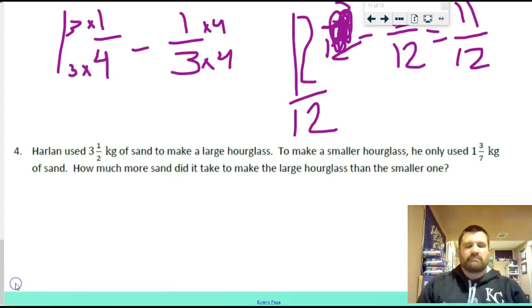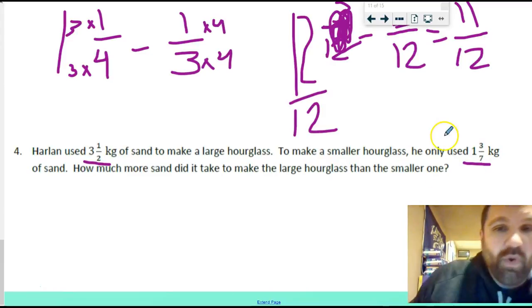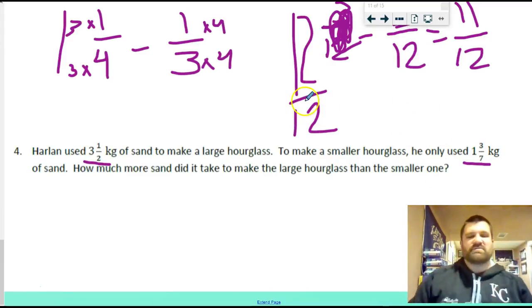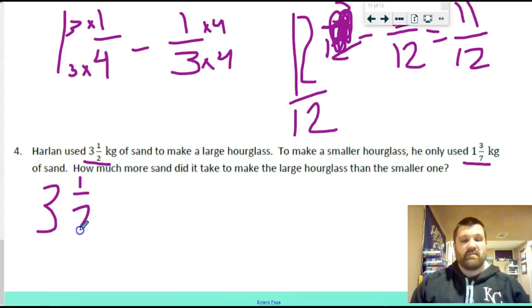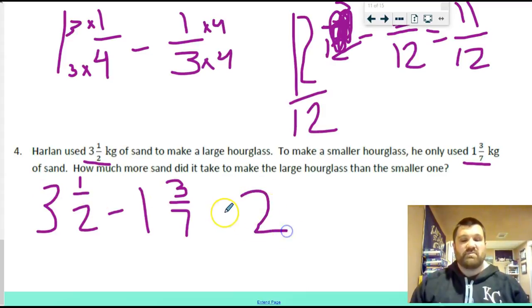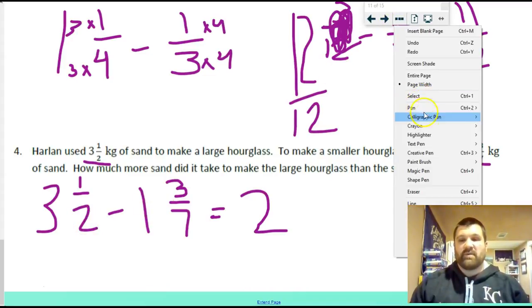Good job. Okay, so it says that for the large one he used 3.5, and for a small one he used 1 3/7. Well, how much more did he use to make the large hourglass? So we're going to subtract 3.5, and we're going to take away 1 3/7. Okay, so again, there's a few ways you could do this. We can do our wholes, or maybe we'll just take them out. So 3 minus 1 is 2, right? And now we have 2. I'm going to change my color for you.